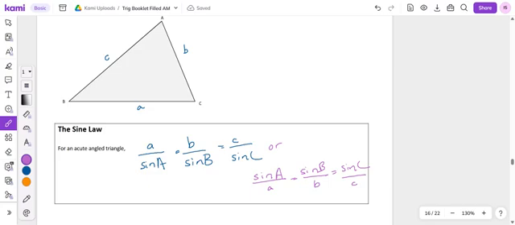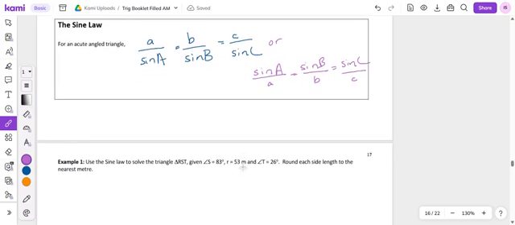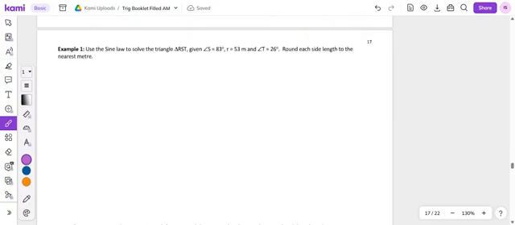I don't actually care which one you use because we're going to solve using the T method. It doesn't matter at all. So what this formula says is, if you write a ratio of the side length compared to the sine of that angle, they are all going to be equal ratios. So let's see how we're going to use this sine law.